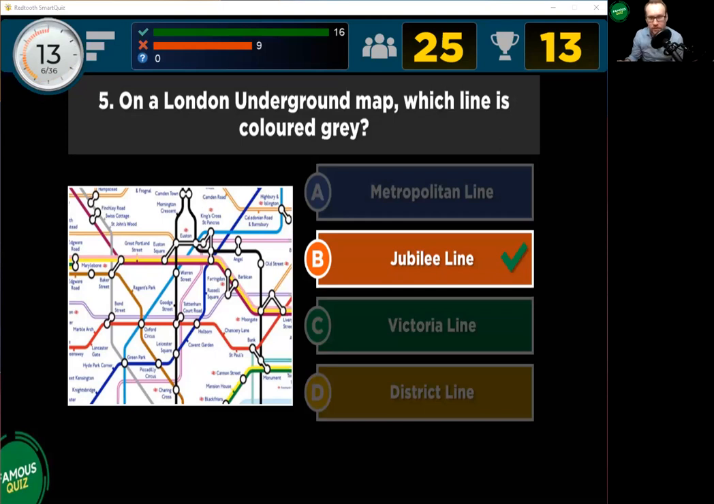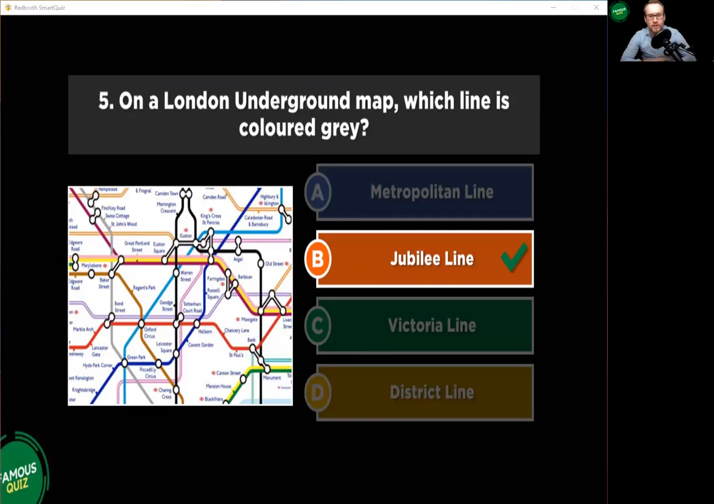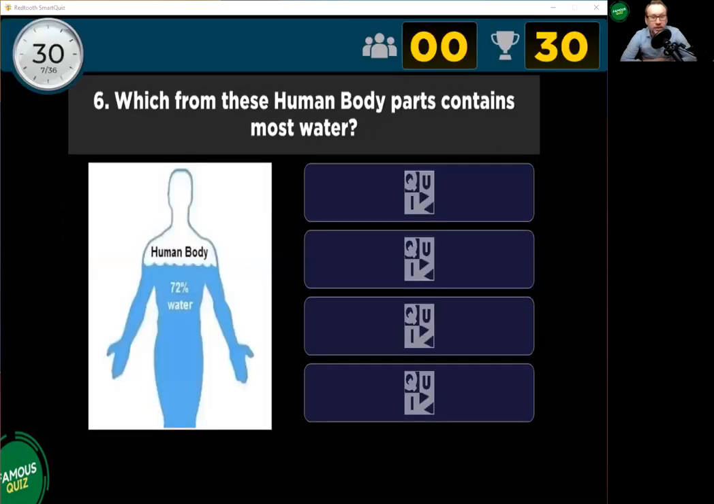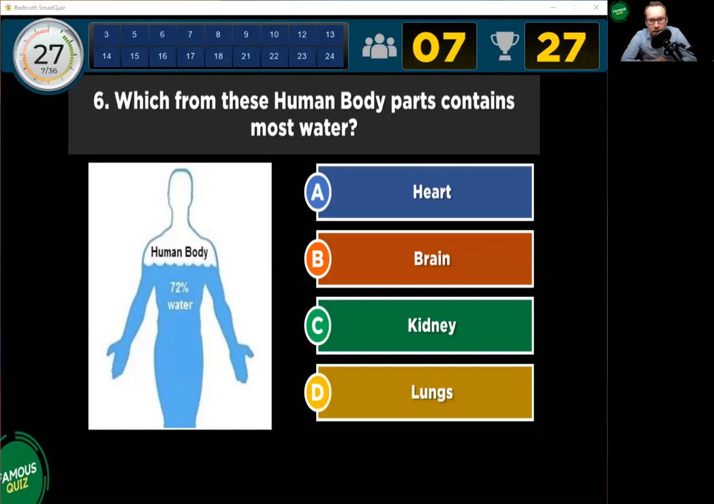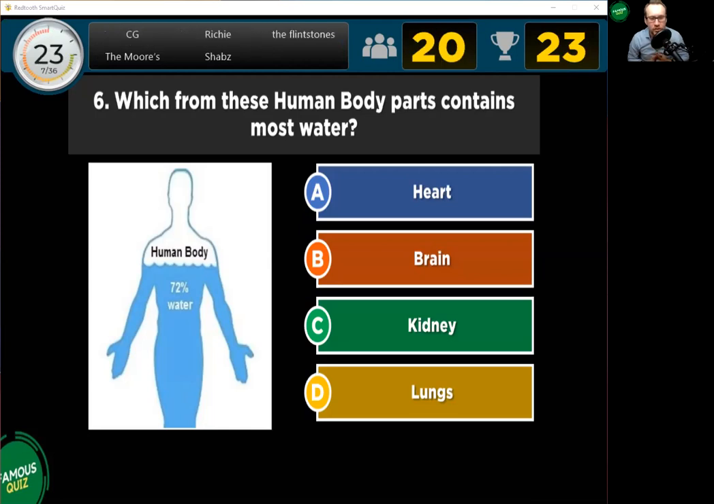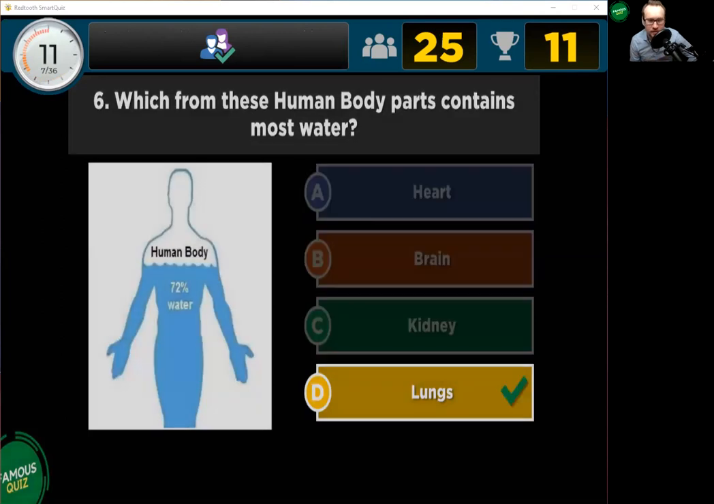Okay, the sixth question in the first round. Let's go further. Which of these human body parts contains the most water? Heart, brain, kidney, or lungs? I can tell you it's 83% water. So this part of the human body is 83% water, so almost all water. So which one? Everyone answered. Let's see the correct answer. And the correct answer is lungs. Like I said, 83%.